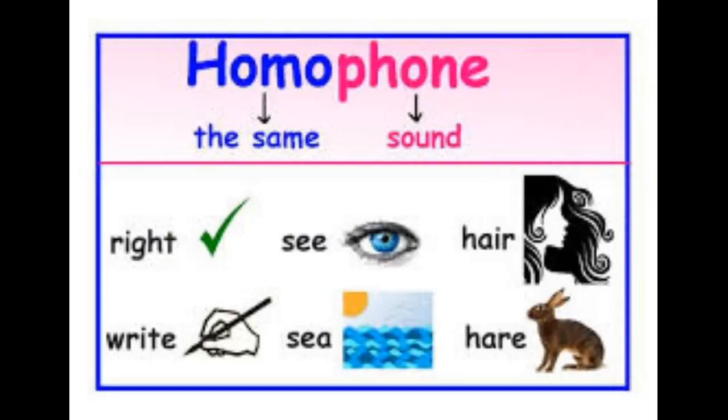So, in this picture, you have three pair words. The first is right and right. Upar aur niche dekhe. Right and right. They both have the same sound, but they have different meaning and different spelling. The first right is R-I-G-H-T. Right means theek hona. And second is W-R-I-T-E, write, means likhna. Write and write.